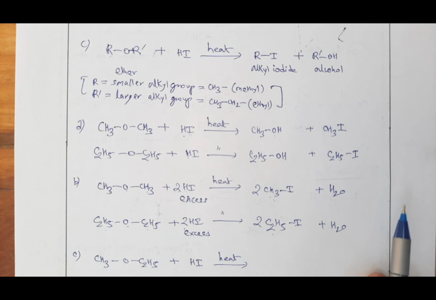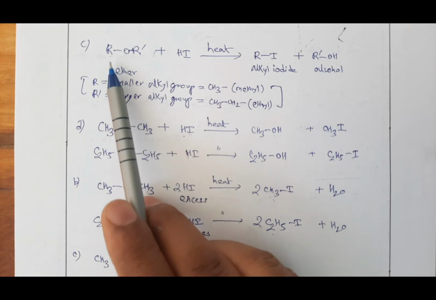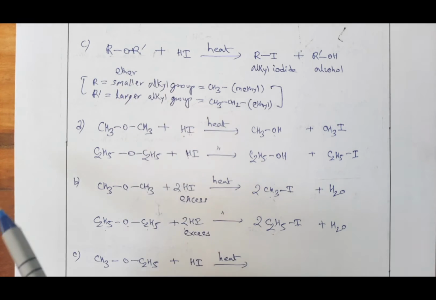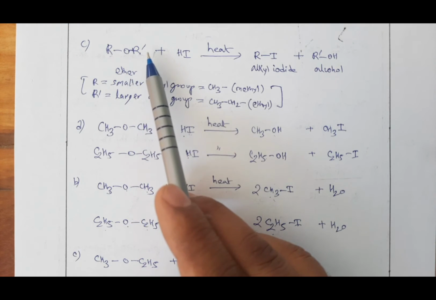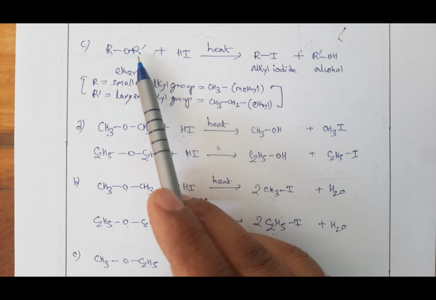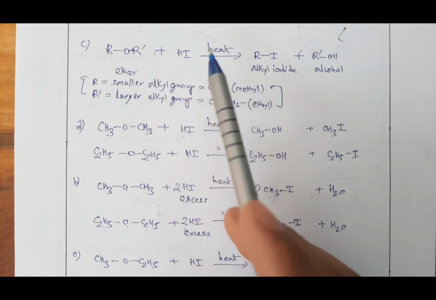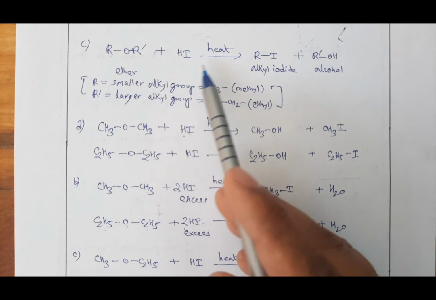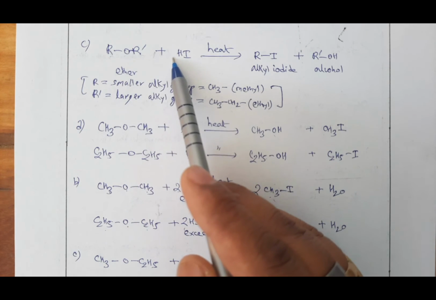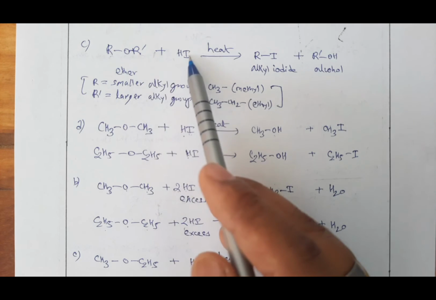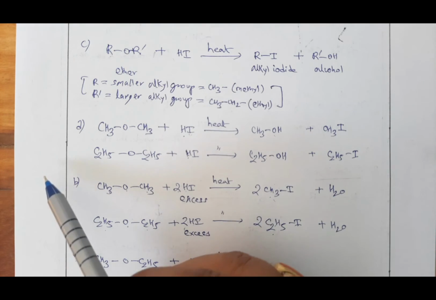Now let us see the third condition. When you react HI with unsymmetrical ether, unsymmetrical ether means the R part is different. The R part is different, and we are reacting with HI, the third condition. So when you do so, now what do you get? ROH will give you alcohol, RI will give you alkyl iodide.